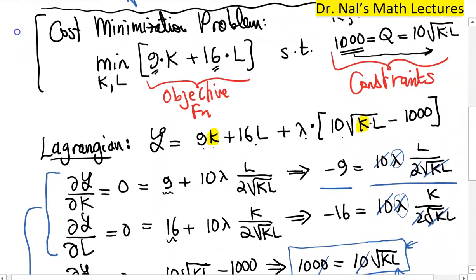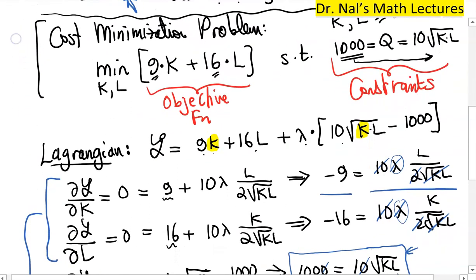So we solved the main problem, which was to find the cheapest way to produce 1,000 units, given the rental rate of capital and the hourly rate of labor, 16 in that case, and 9 in the case of capital. And that's pretty much how we would solve this cost minimization problem. Hope you enjoyed it. In the next video, I would like to show how Excel would do that very same calculation.